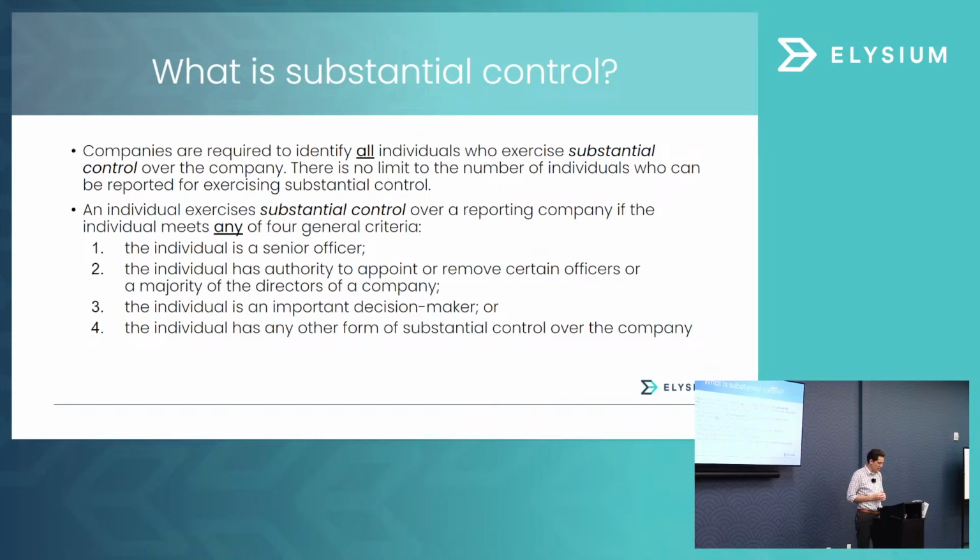Other individuals that are important decision makers. In some enterprises you have that one guy that knows how the thing works, and so we rely on that person to make a lot of decisions because they're the only person who has the expertise. That's another example. And then we have a catch-all category: an individual that has any other form of substantial control over the company. So again, taking a couple steps back, the idea is if you are someone who can realistically influence the direction of the company, odds are you would be someone who exercises substantial control.